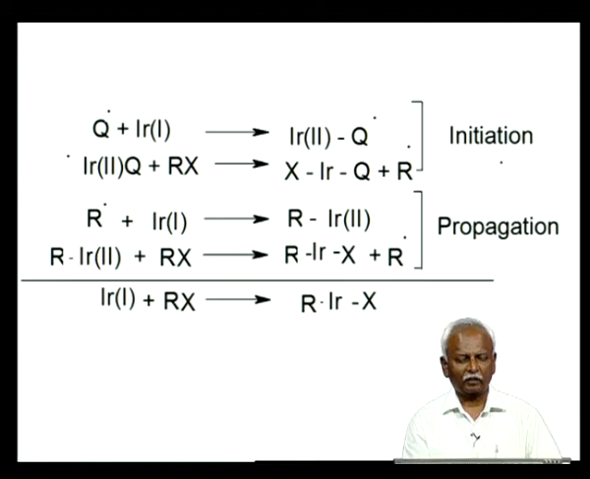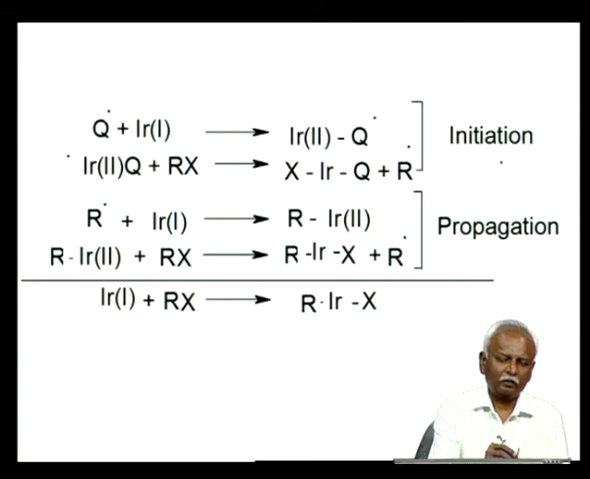So, let us take a look at what exactly is happening. Let us assume that there is a radical initiator in the reaction. So, if you have a radical initiator, then you could have the formation of an iridium 2 intermediate. This you should remember is only a catalytic initiator. So, Q dot is in fact an initiator.